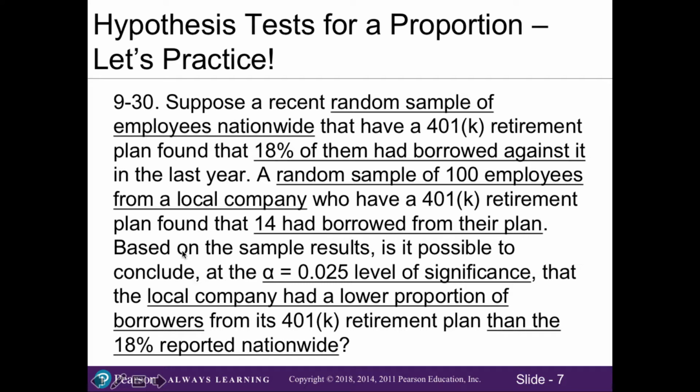Based on the sample results, is it possible to conclude at the alpha of 0.025 level of significance that the local company had a lower proportion of borrowers from its 401k retirement plan than the 18% reported nationwide? So here we want to know if this company has a lower proportion of borrowers.